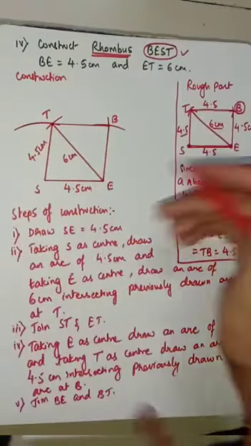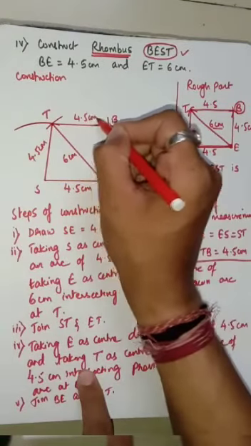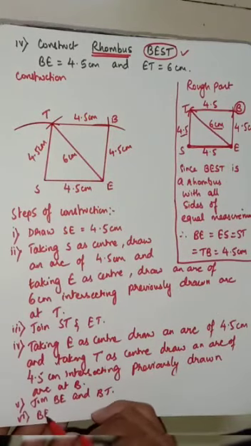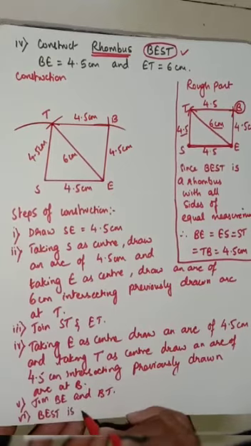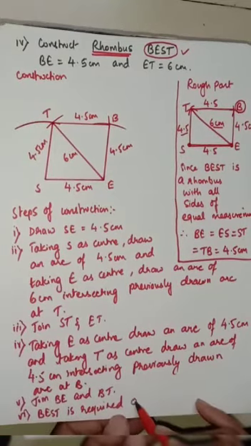BE is also 4.5 centimeter and BT is also 4.5 centimeter. So at last we will write: BEST is the required quadrilateral.